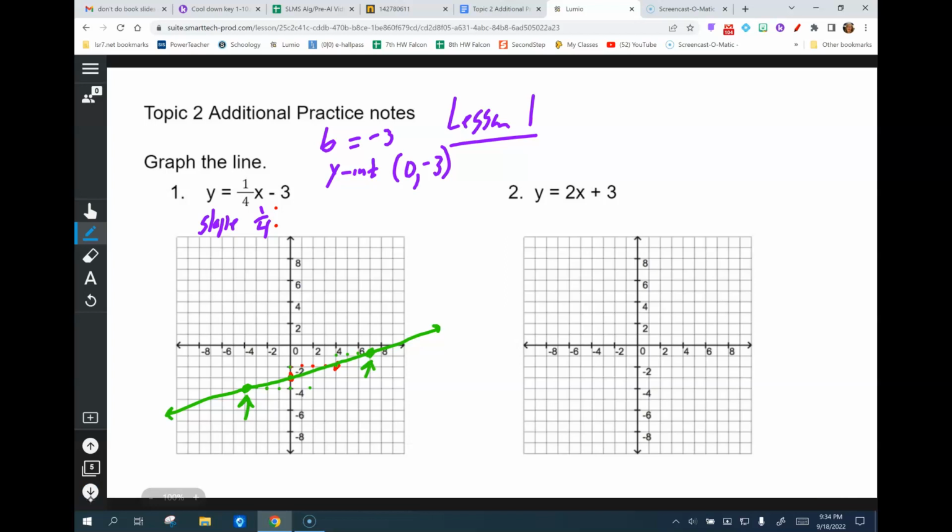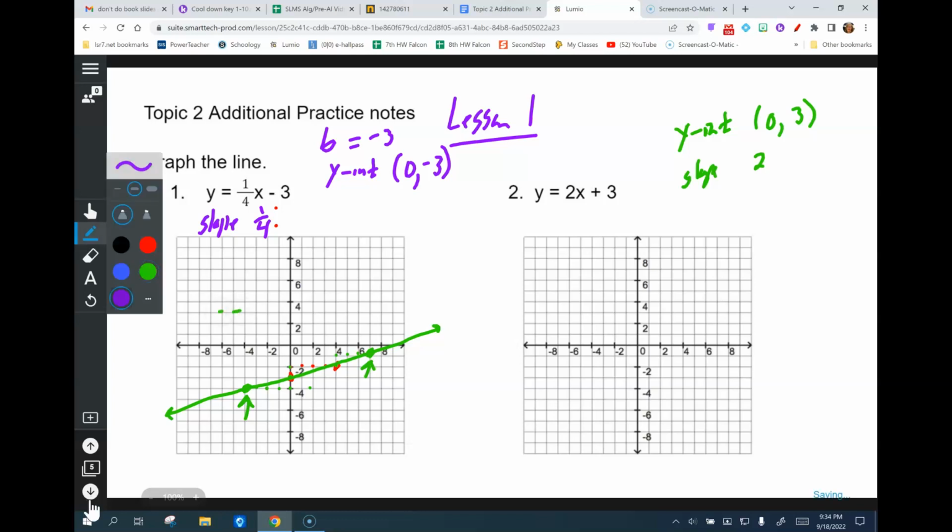Okay, so if you're feeling brave, go ahead and pause it. Try this next one on your own. So the y-intercept is 0, 3. Slope is 2. Wait, 2. Slope. It's the one time we want a fraction. Okay, so it's the one time when you want slope as a fraction because it tells you up and down, especially if you're graphing. So let's go.